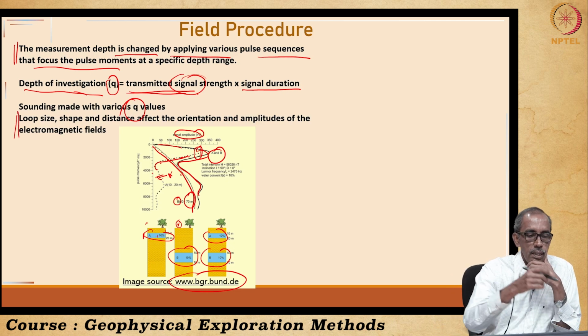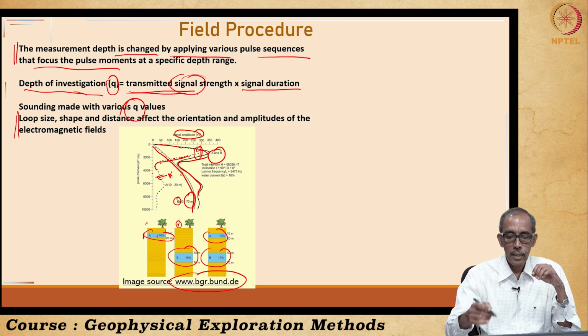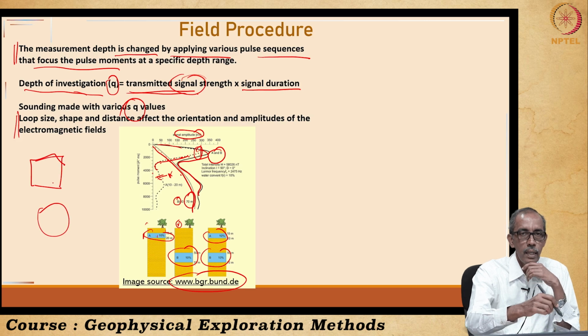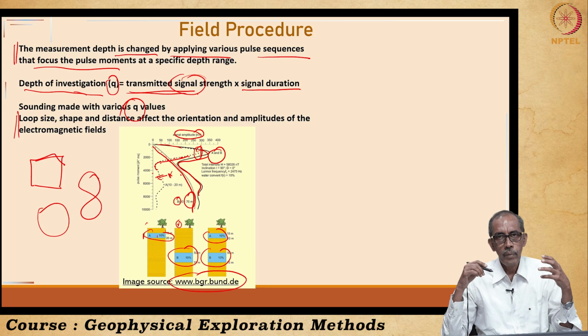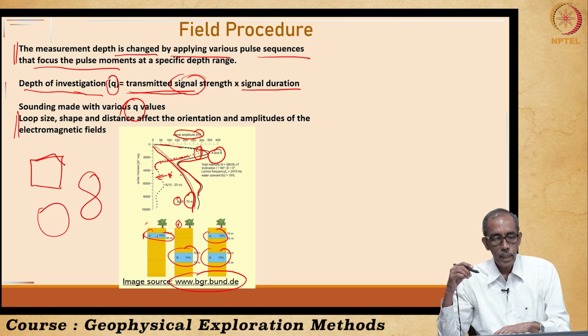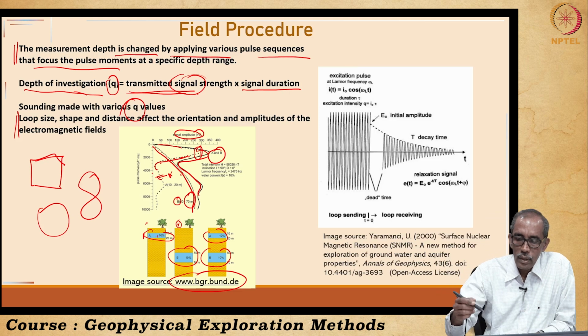As we were discussing, the size of the loop and shape, circular or rectangular or 8 shaped loops, we can arrange in different manner. The idea is we should have minimum noise. The size of the loop as well as the shape and distance affect the amplitude of the electromagnetic field we are going to receive. So, here you can see what is happening.